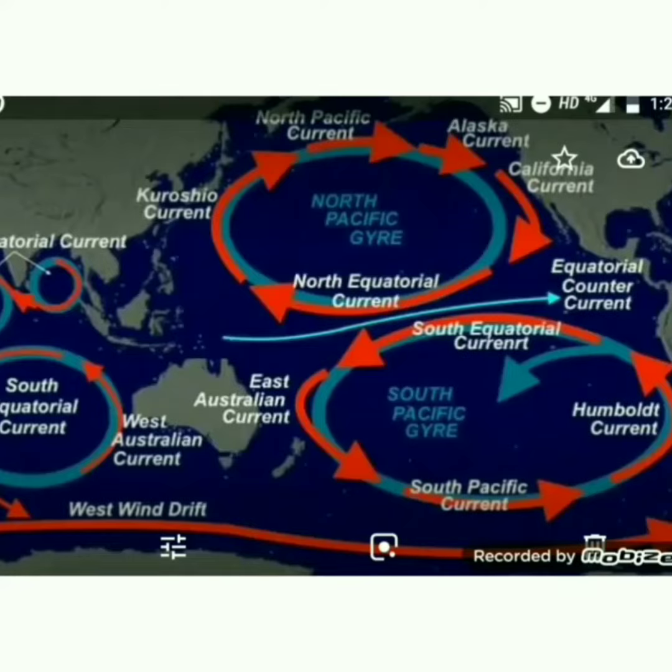Hello student, today we are going to study the ocean currents of the South Atlantic Ocean.